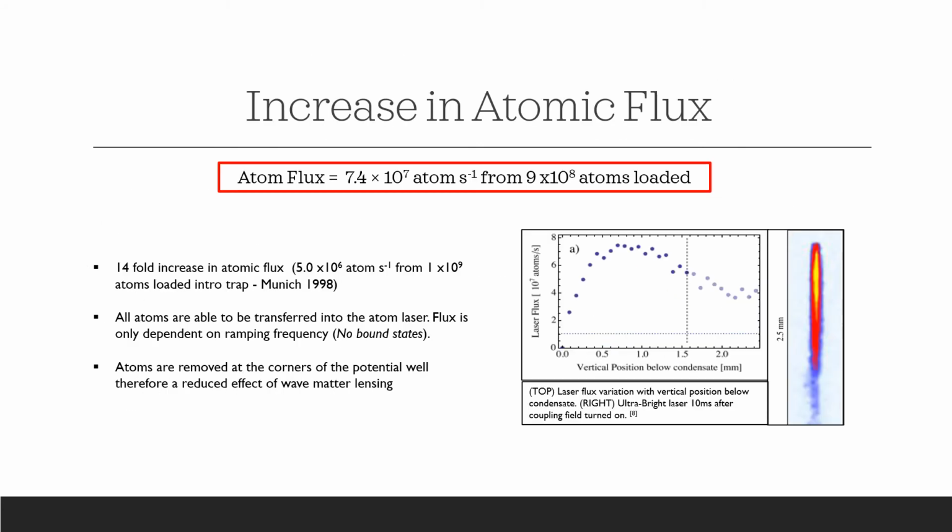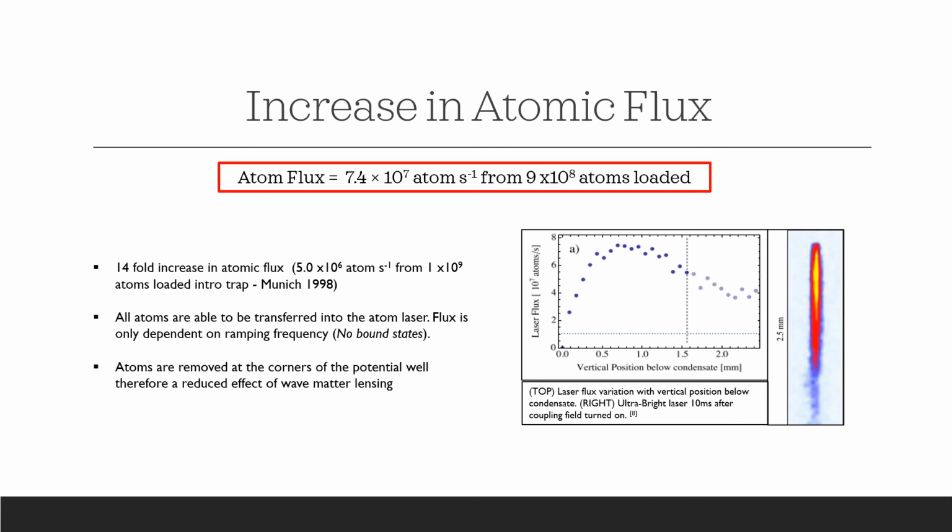So, as mentioned in the slide before, the Greece group were able to achieve an ultra-bright atom laser that is depicted in the figure to the right. They recorded an initial atomic flux of 7.4 times 10 to the 7 atoms per second. This shows a 14-fold increase from the flux achieved by the Munich group. And after falling for around 2 millimeters, the flux dropped down to 5 times 10 to the 7 atoms per second, which is still a 10-fold increase. These results are all depicted in the graph to the right.